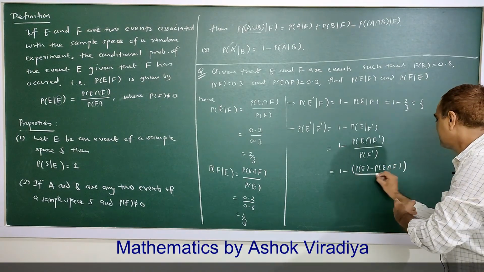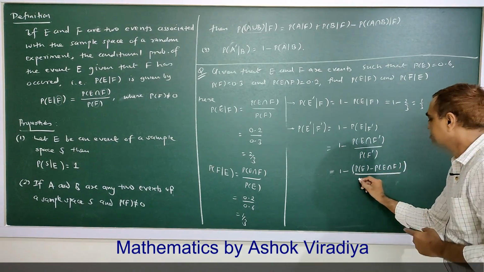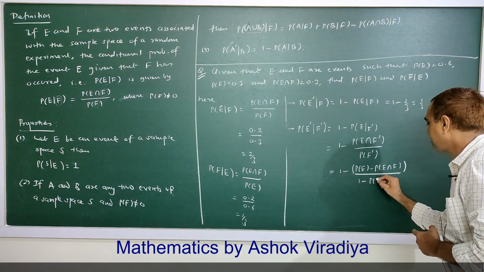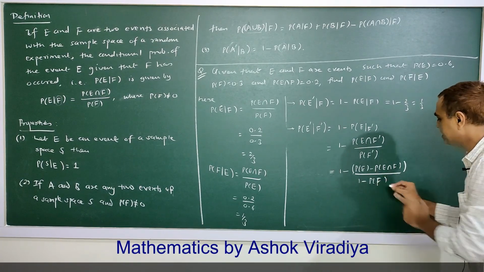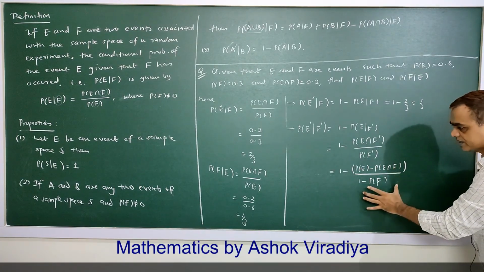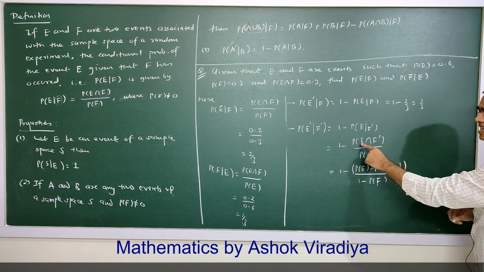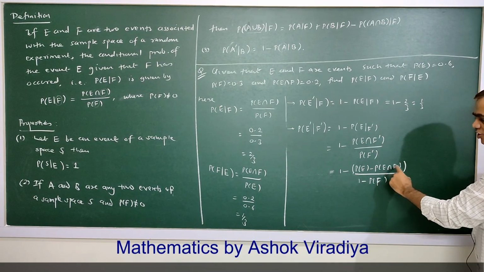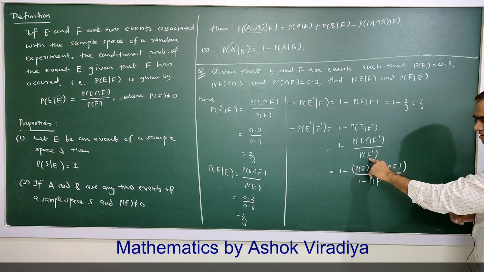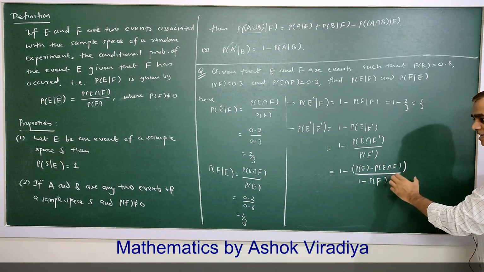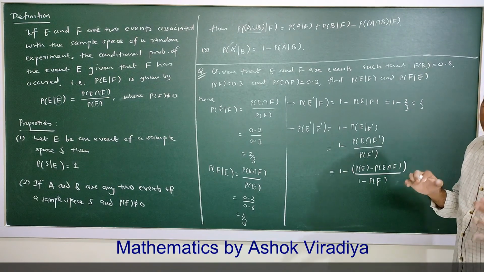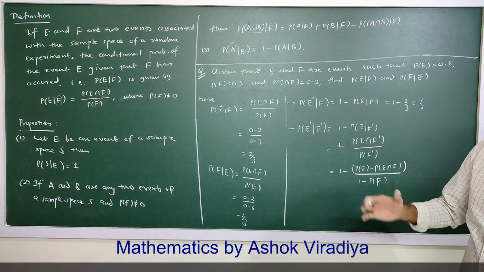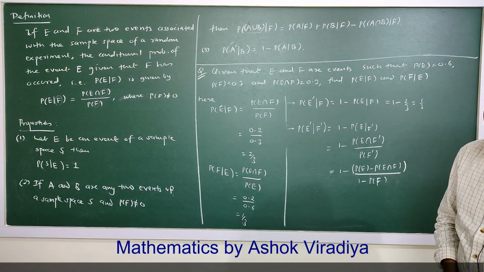Divide by P of F dash is 1 minus P of F. So here we are using the basic properties of class 11. That P of A intersection B dash is P of A minus P of A intersection B, and P of A dash is 1 minus P of A. These basic properties I explained in this video in the beginning before starting this chapter.